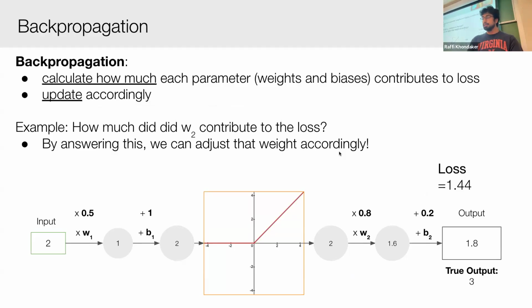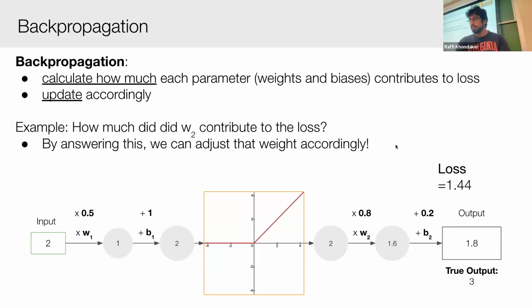Given the loss, we want to calculate how much each of these parameters, and when I say parameters, I mean the things we can change, so the weights and biases. We want to figure out how much each weight and bias contributes to that loss, and then how we can update each weight and bias to lower the loss. If we can answer how much each thing contributed and how much to change it, then we've basically solved how to fix our neural network.